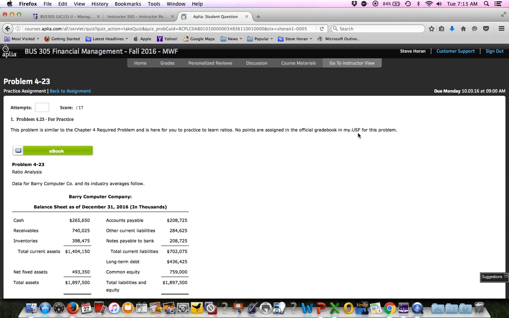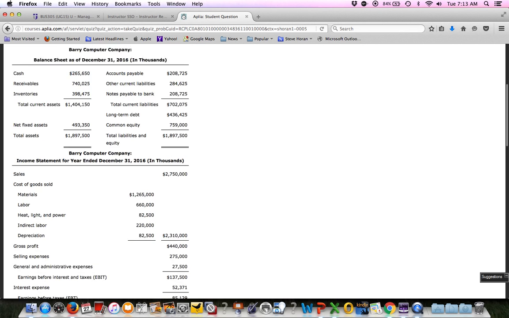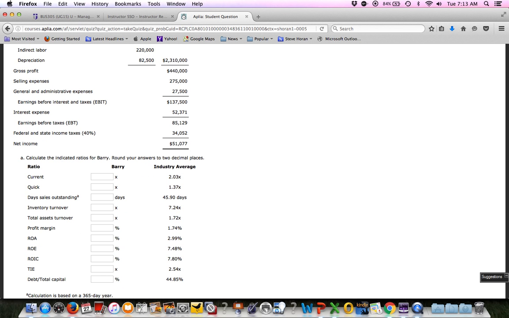And this problem's not exactly like the one in the book. There's a problem 4-23 in the book. Same company, just different numbers. They always change up the numbers a little bit in Apply whenever you pull up an assignment similar to the ones from the back of the book. So if you look at your book at 4-23, you'll notice it's the same company, just different numbers. So they give us a balance sheet, they give us an income statement, and a little bit of other information too. And they say basically with all this, compute your ratios.